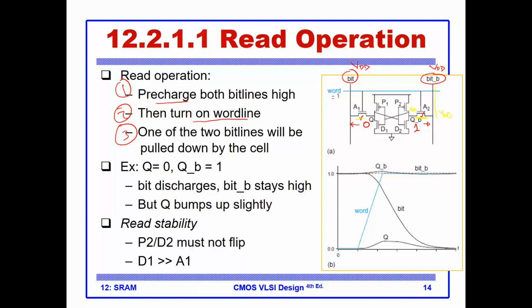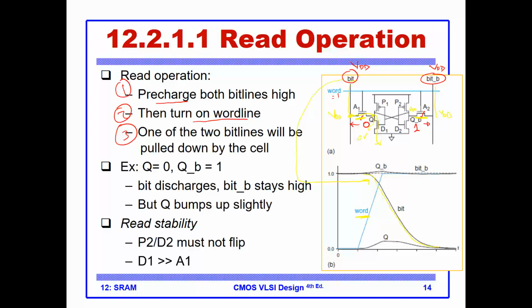The action is right here, because at this node I am pre-charging to VDD, and at this node there is 0 volt. So what happens? I will start to discharge this bit line through A1 through D0 to ground. This is shown in this diagram. Once I turn on the word line, you can see that the bit line is going down, down, down, because it's being discharged.